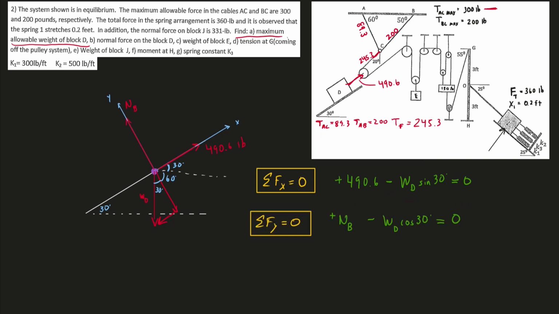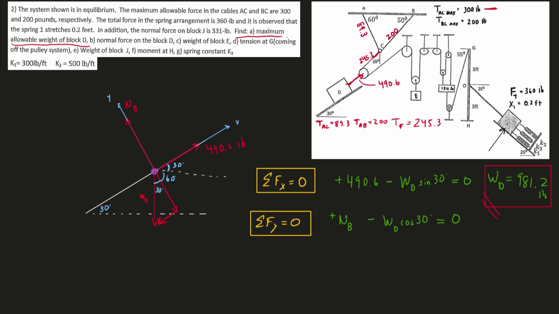So in the y direction, we have just NB, because it's just going up in the positive y direction, and we have a minus WD times the cosine of 30. WD cosine of 30 will be this component of our weight vector. It's in the negative y direction. So we can solve our sum forces x equation for the weight of block D, no problem. That'll be 981.2 pounds.